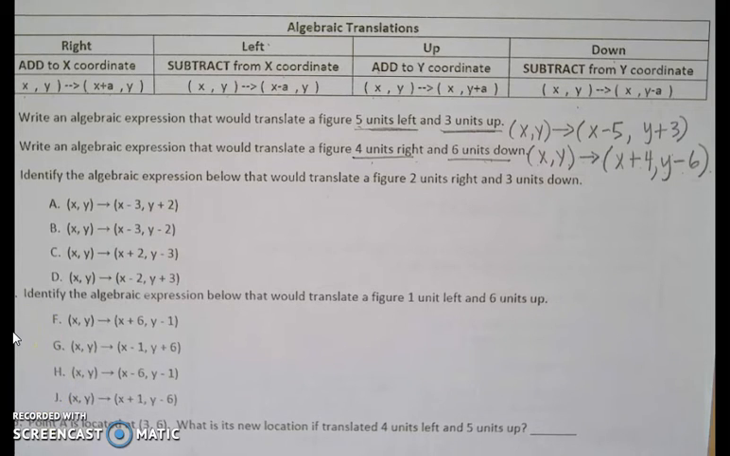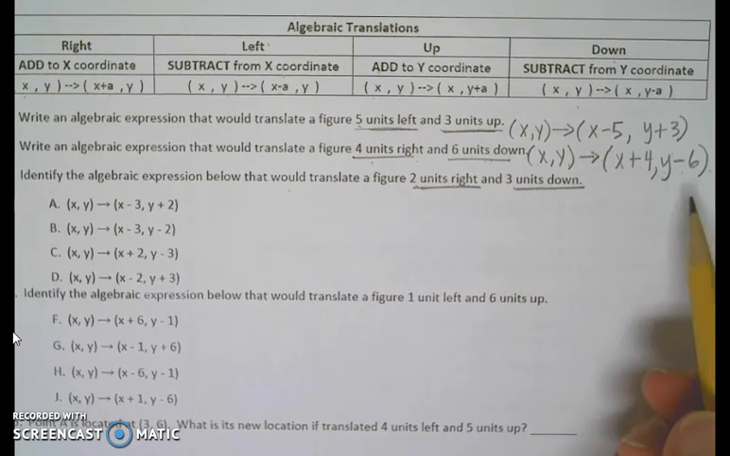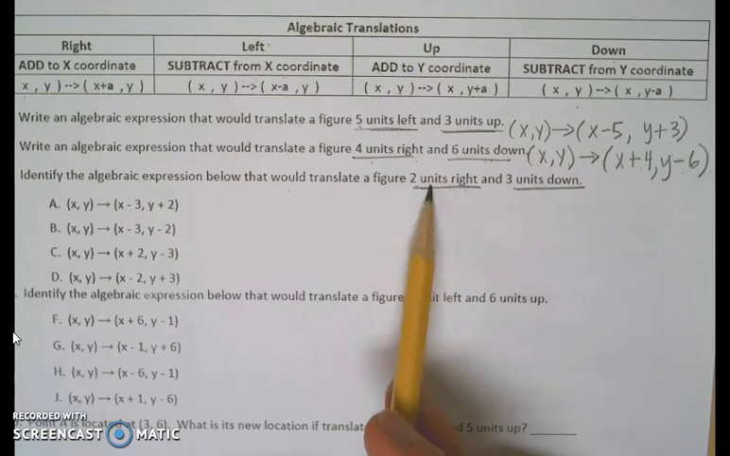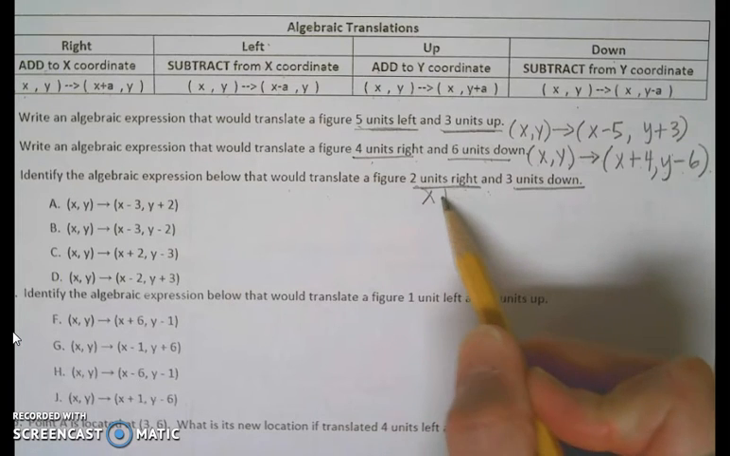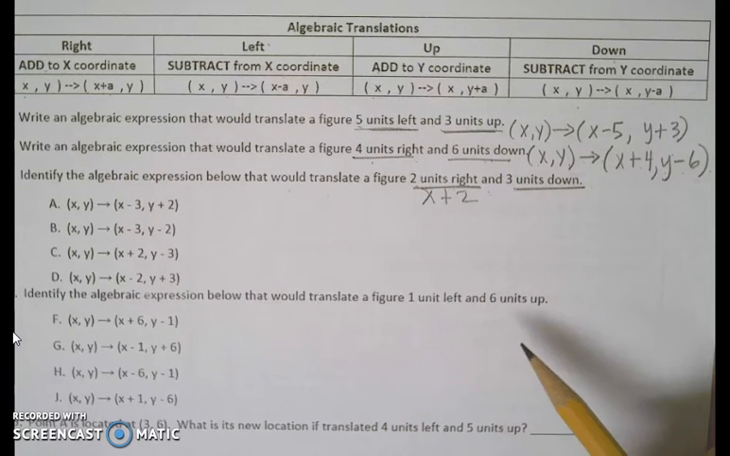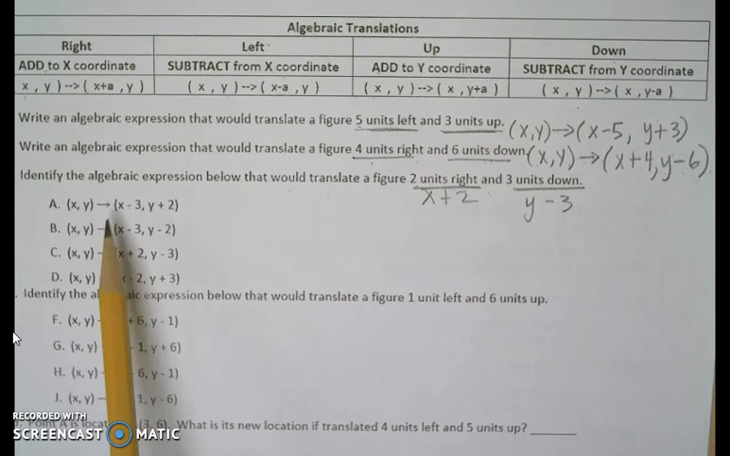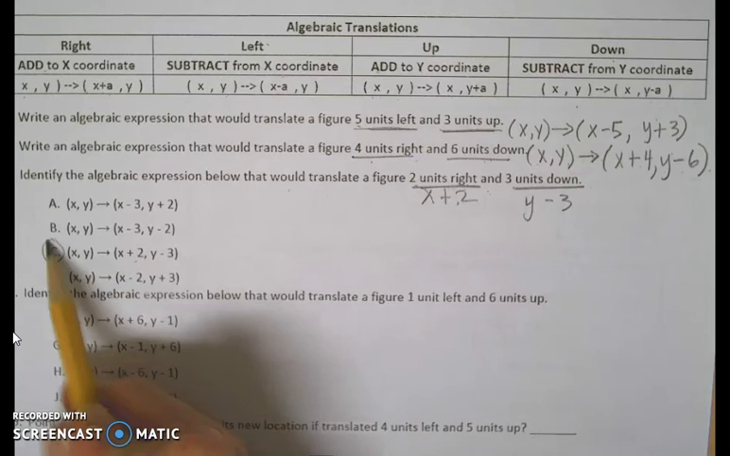So let's look at the next one. Identify the algebraic expression below that would translate a figure 2 units right and 3 units down. So you can look at all the examples, but it's easiest if you would go ahead and write what that means. So if I'm moving right, I know that I am adding to x, so that should be x plus 2. While 3 units down means I'm subtracting from y, so that means y minus 3. So I'm going to look at the options that I have, and I'm looking for x plus 2, and that's the only one that works. So I'm going to choose C.